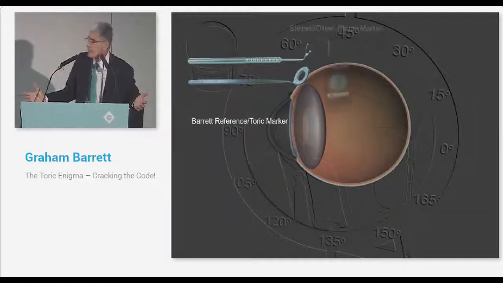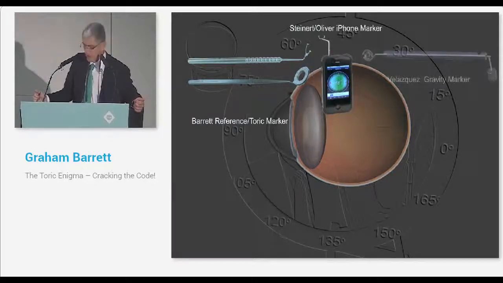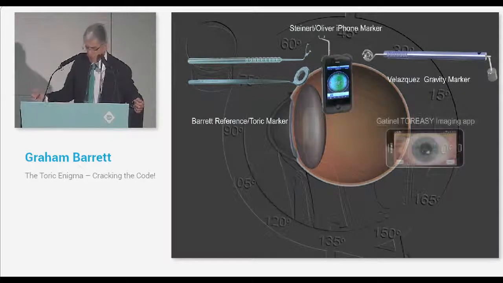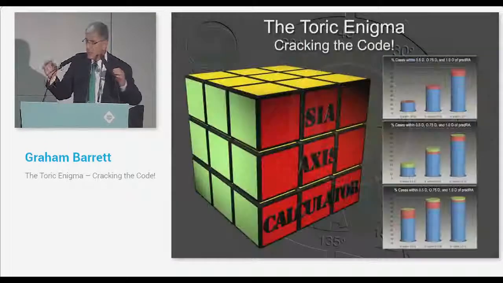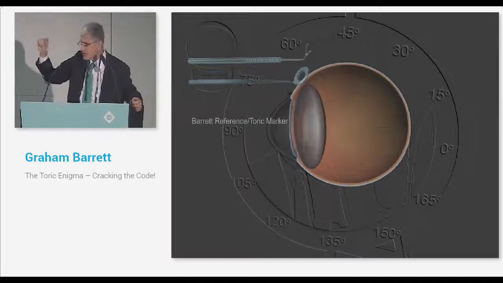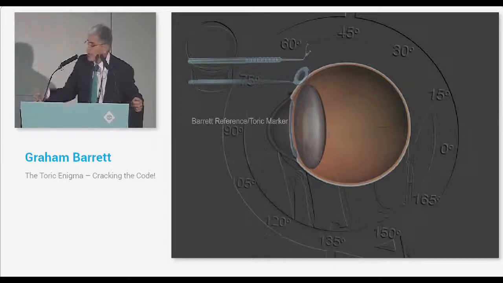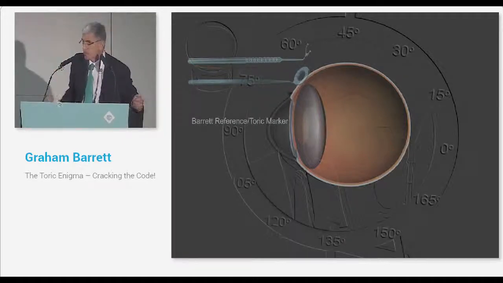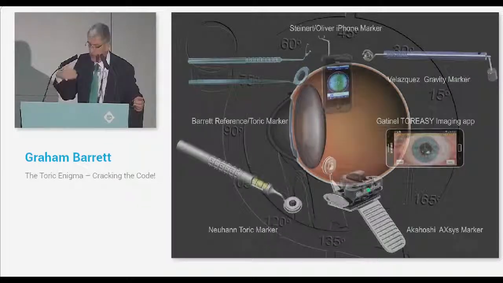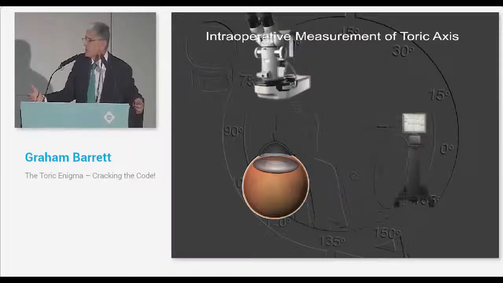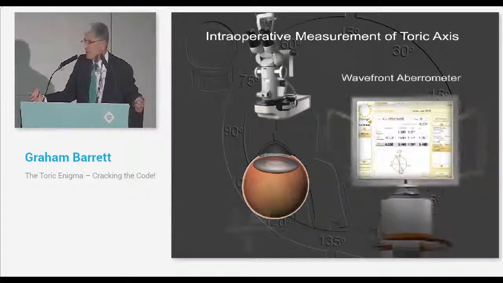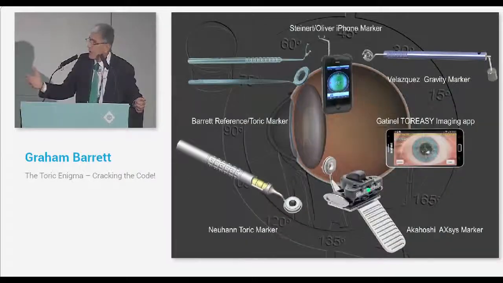And there's many different ways you can mark your axis at surgery. You can use gravity markers, you can use spirit levels. Damon Gattinell has an imaging app where you can look for details on the limbal vessels, and Akahashi has this little inbuilt accelerometer. Personally, I find trying to use these instruments a bit of a fiddle. Your other option, of course, is to get one of the new intraoperative aberrometers, pretty expensive, or the image-guided systems such as the Varion or the Callisto from Zeiss.